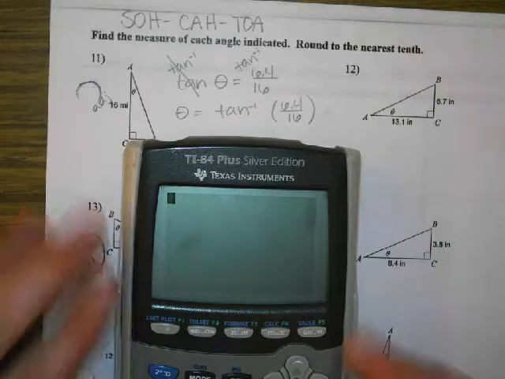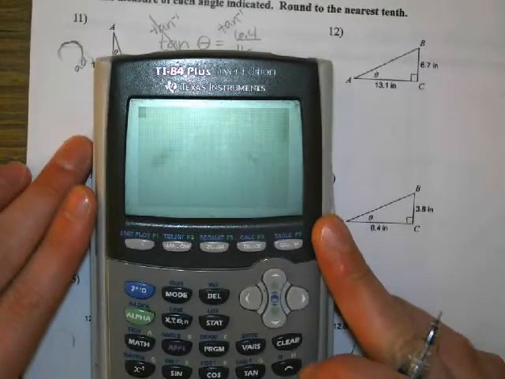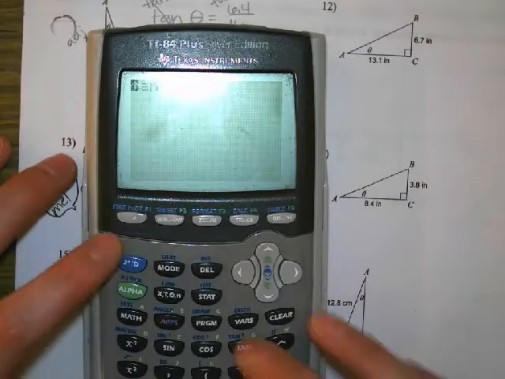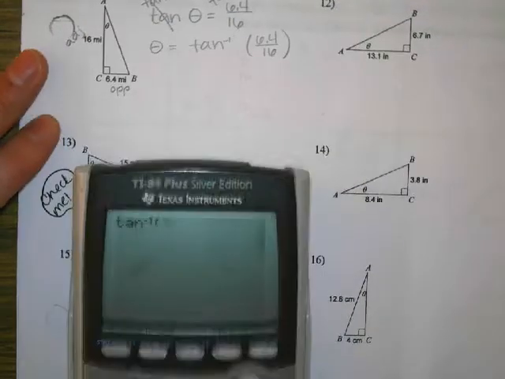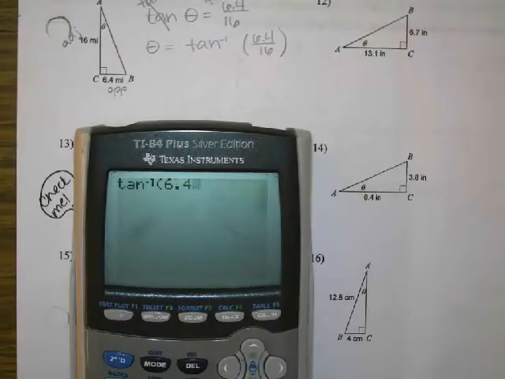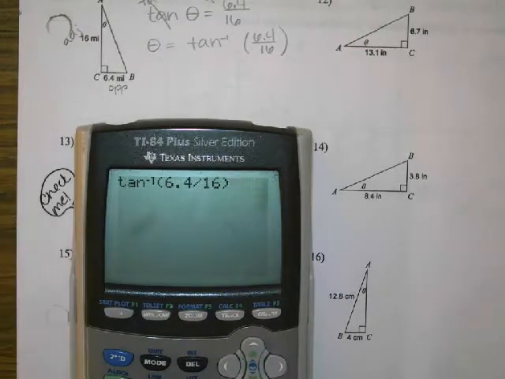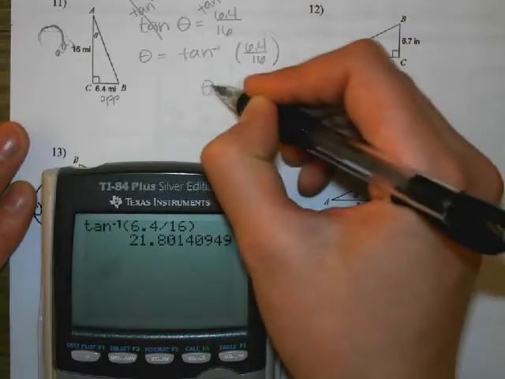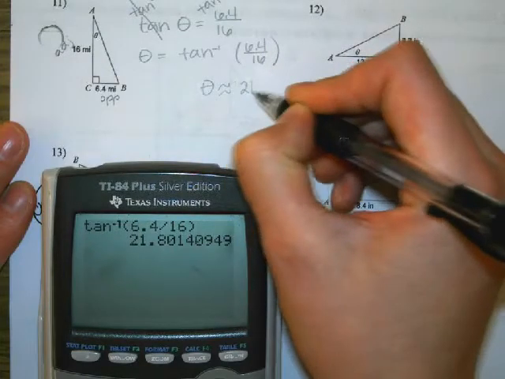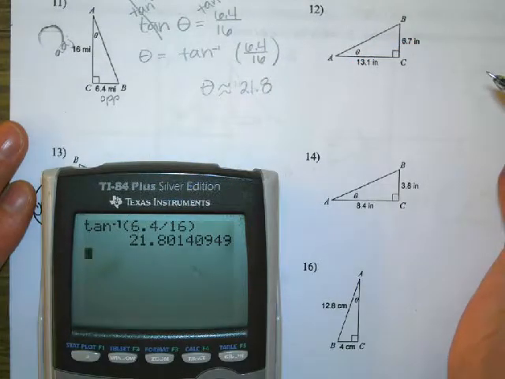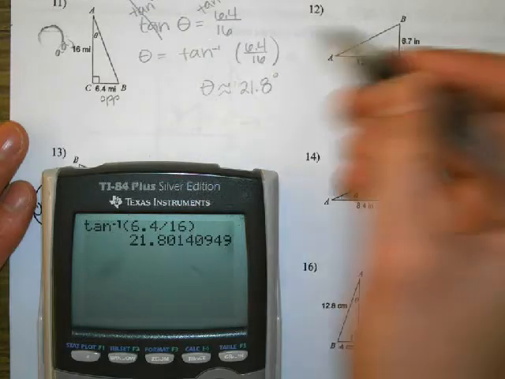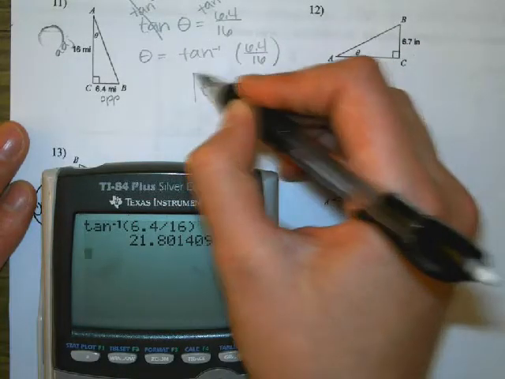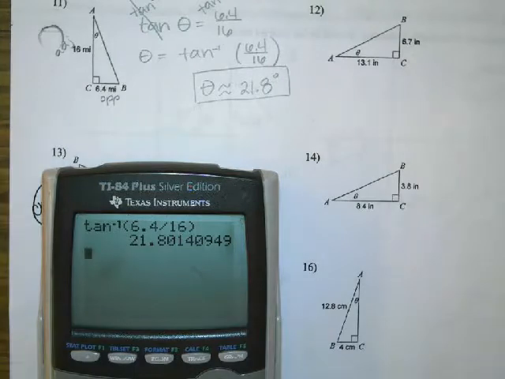So I'm going to type tan inverse. Do you guys remember from the video how I typed it? Second tan. So tan inverse is second tan of 6.4 divided by 16. You could also type it in as the fraction if you want to. Fraction function would be fine. And so we're going to say theta is approximately 21.8. And since this is an angle, we're going to make sure to put our bubble on there. 21.8 degrees. Make sure we got the bubble.